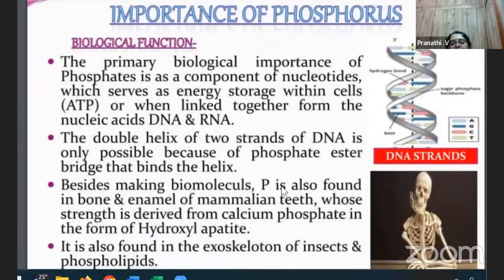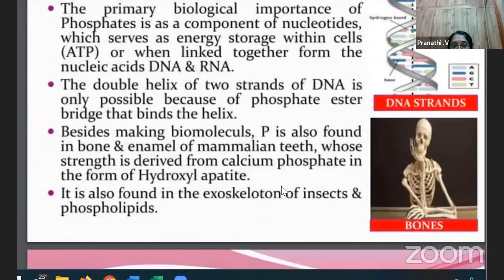So what is the biological importance of phosphorus? Phosphorus is present as phosphates in nucleotides, the main source of energy, that is ATP, adenosine triphosphate. So we need phosphate for energy. And when it is linked together, DNA, deoxyribonucleotide phosphates. Again, you have phosphates in DNA and RNA. The double-stranded helix of the two strands of DNA has phosphodiester bonds that form the helix.